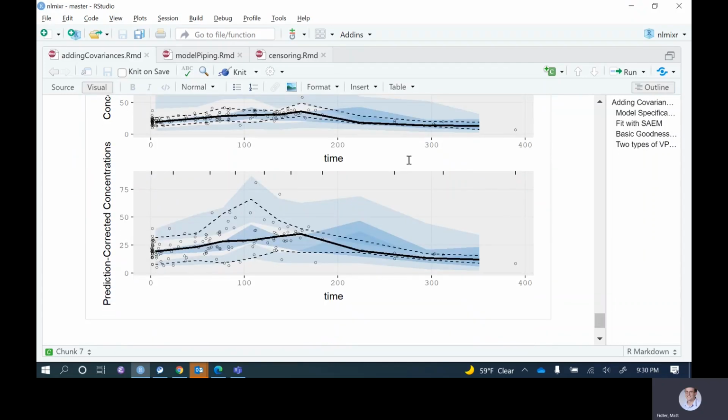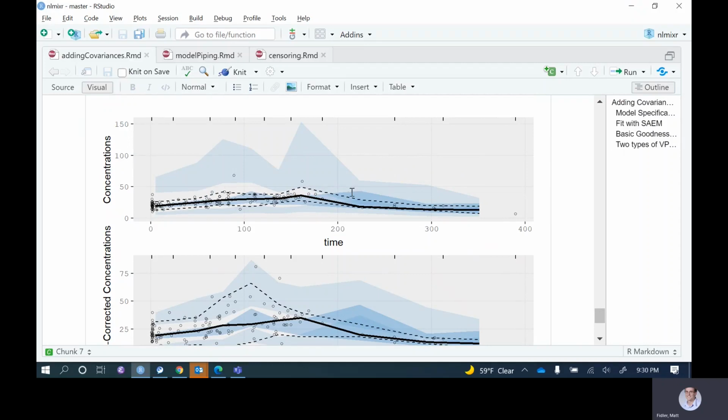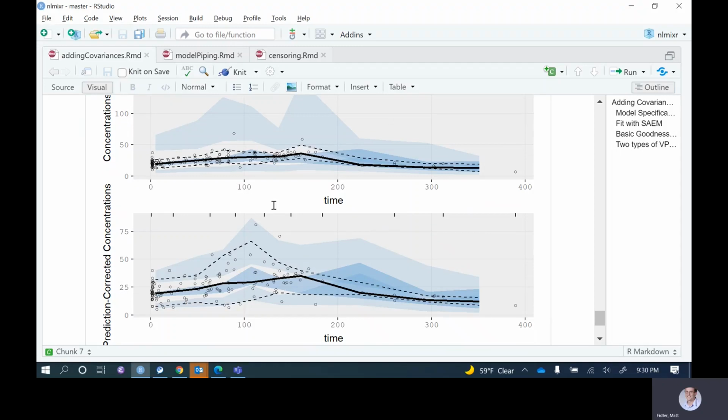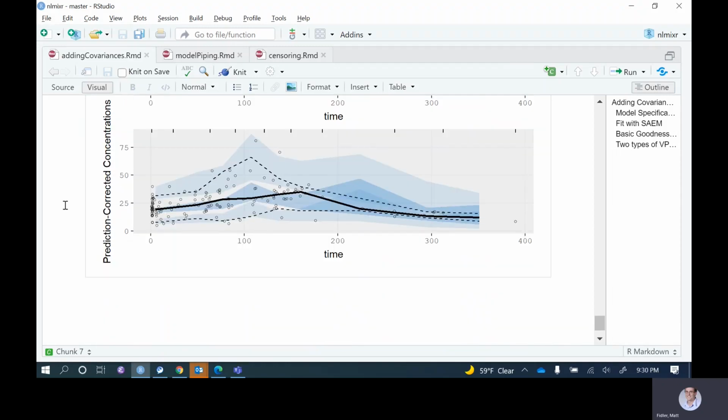So you see the concentrations here versus time on the standard VPC. Everything seems to be okay. And you can see the prediction corrected concentrations, which corrects for the predictions. And this one shows a slightly better fit for the data that we have.